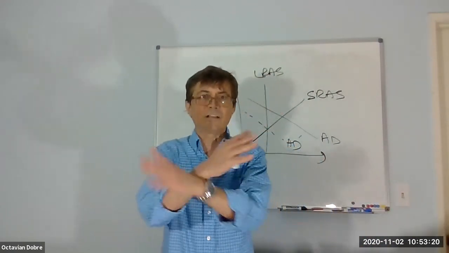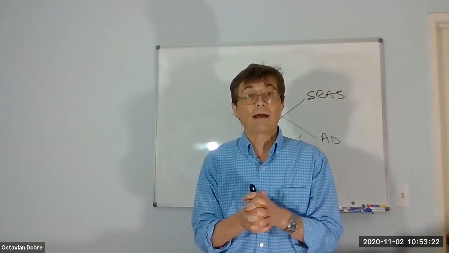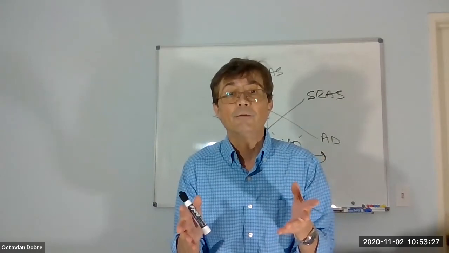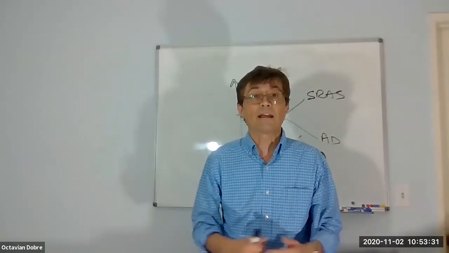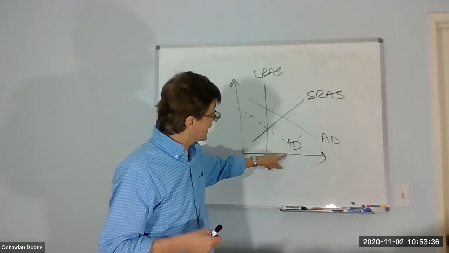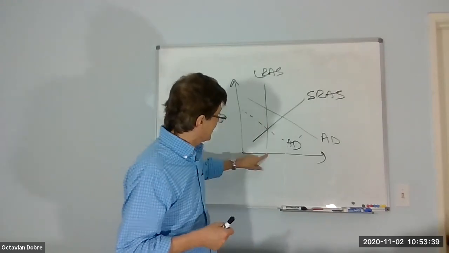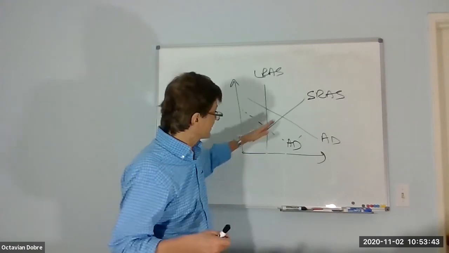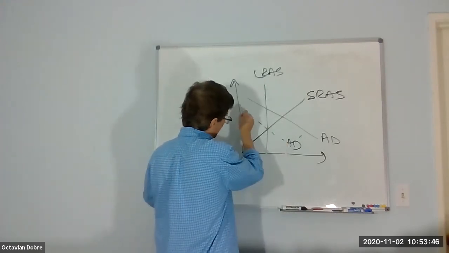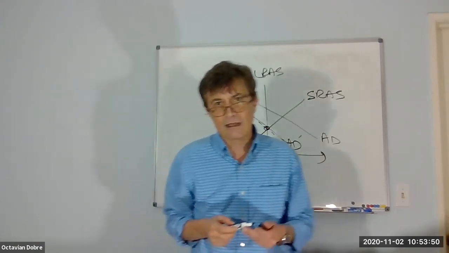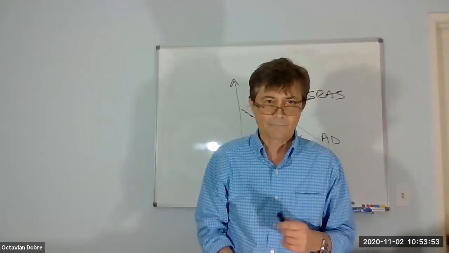And obviously, if the intersection of short-run aggregate supply and aggregate demand takes place at full employment, what should the government do? Nothing, because the economy is operating at full employment. This intersection tells us where the economy is operating, and this one here tells us where full employment is. And if the intersection of short-run aggregate supply and aggregate demand takes place at full employment, then obviously at that point, the government shouldn't do anything.